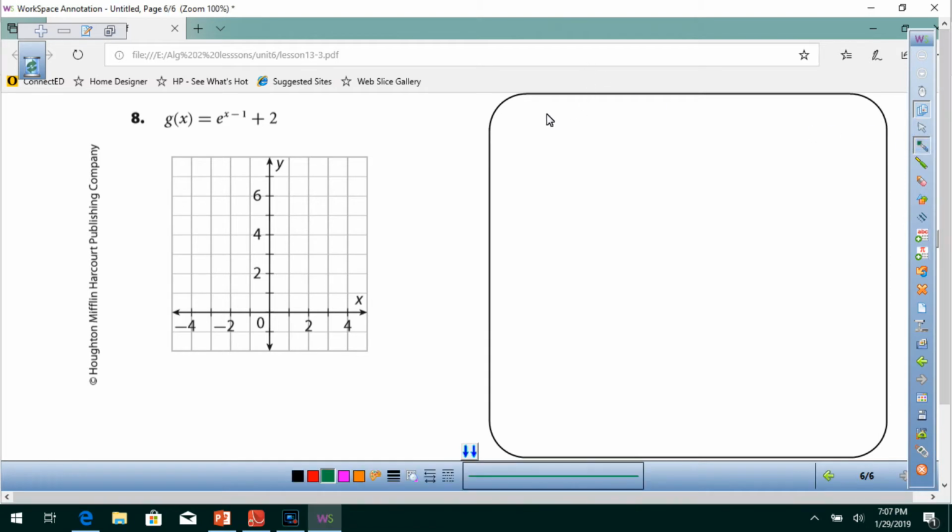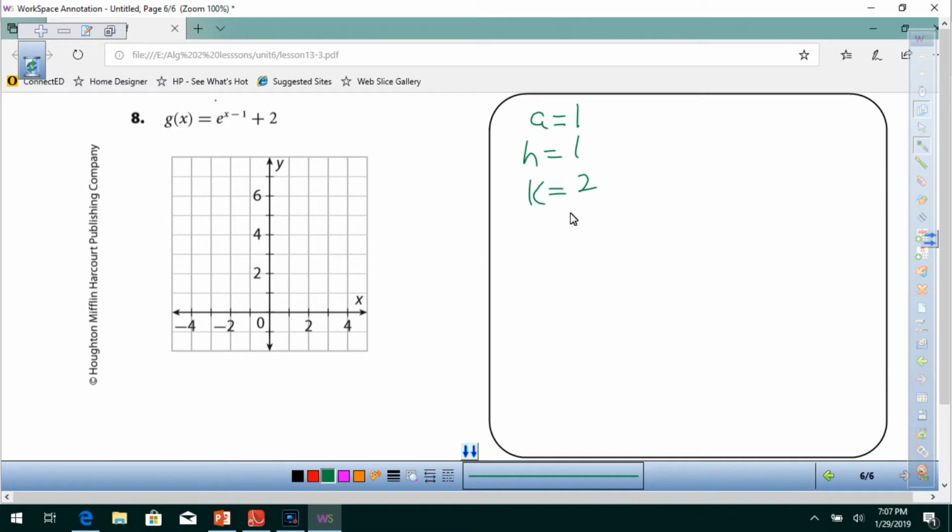And I've got A equals, well, there's nothing there, so we'll say it's 1. H equals 1 as well. And K equals 2. All right. Cool so far?